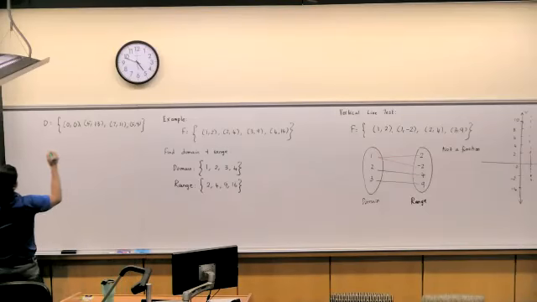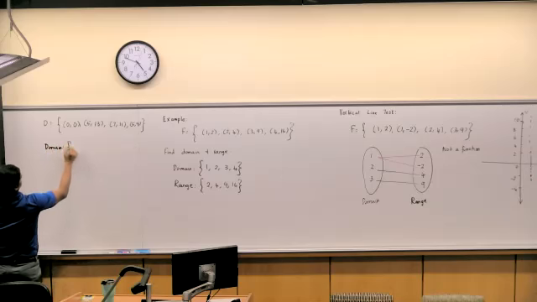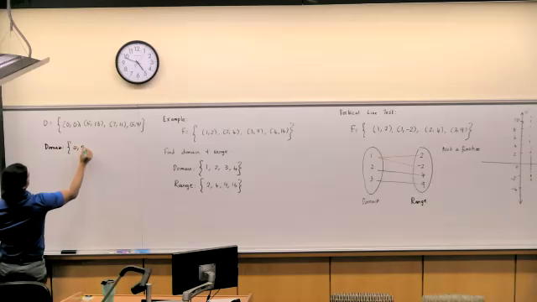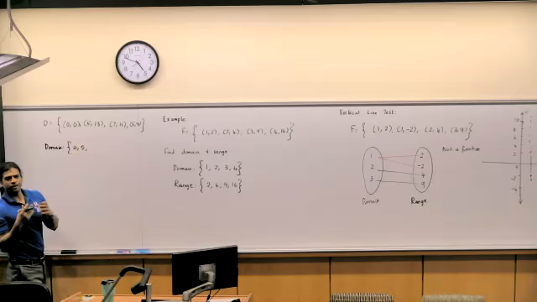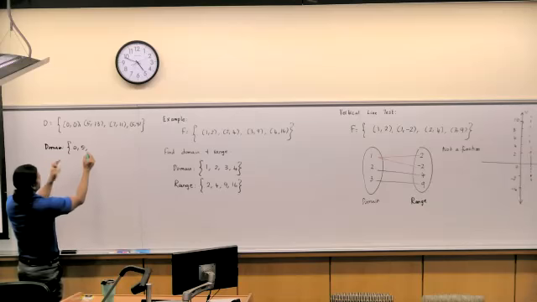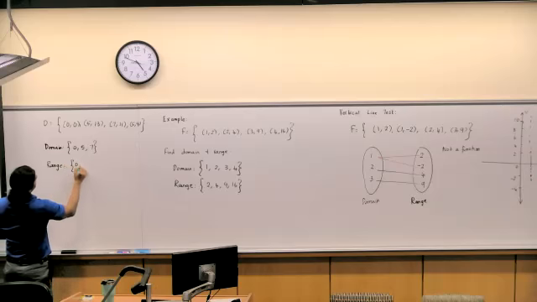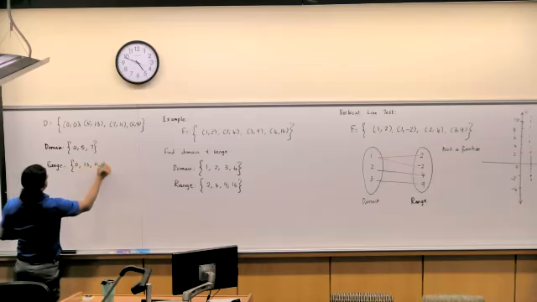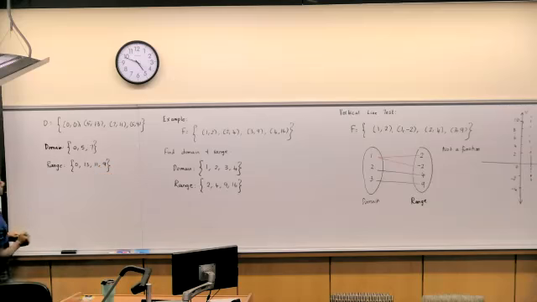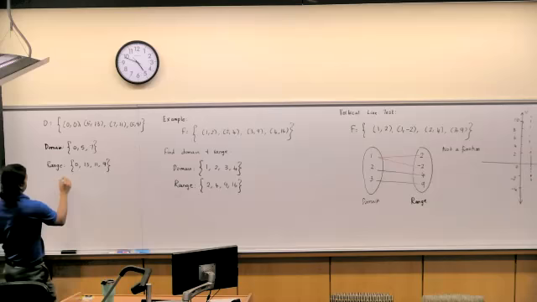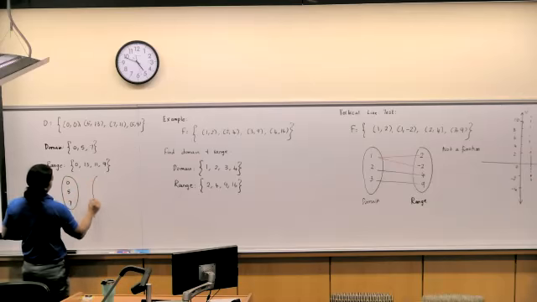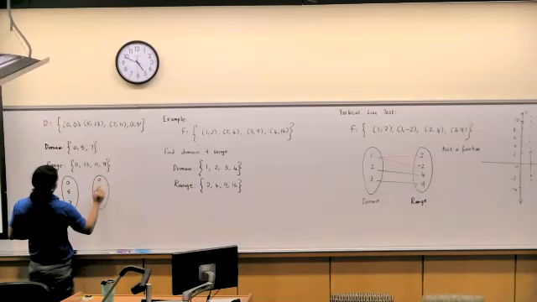So what is the domain? 0, 5, 7, 5. 0, 5, 7. We don't have to write 5 twice, right? 0, 5, and 7. What about the range? 0, 13, 11, and 9. That's not 9. It's a 0.